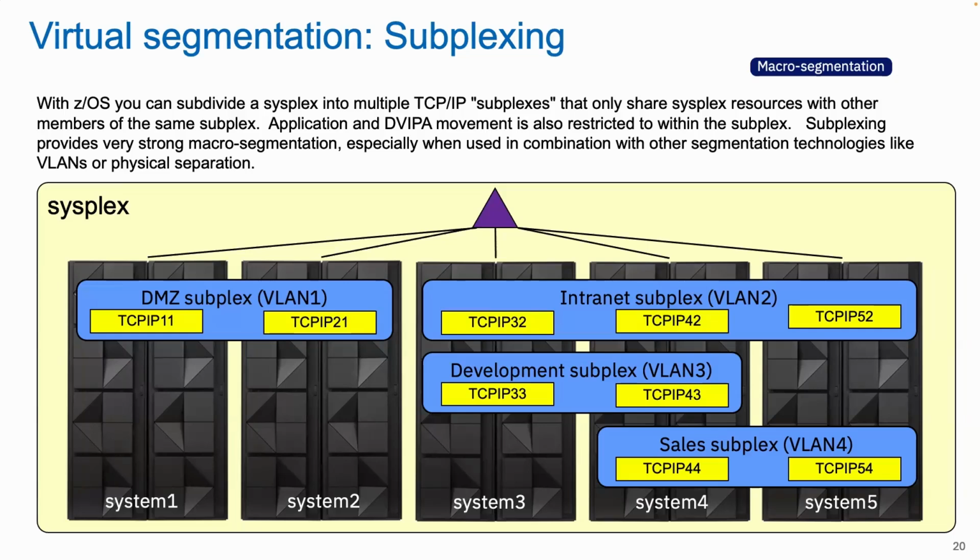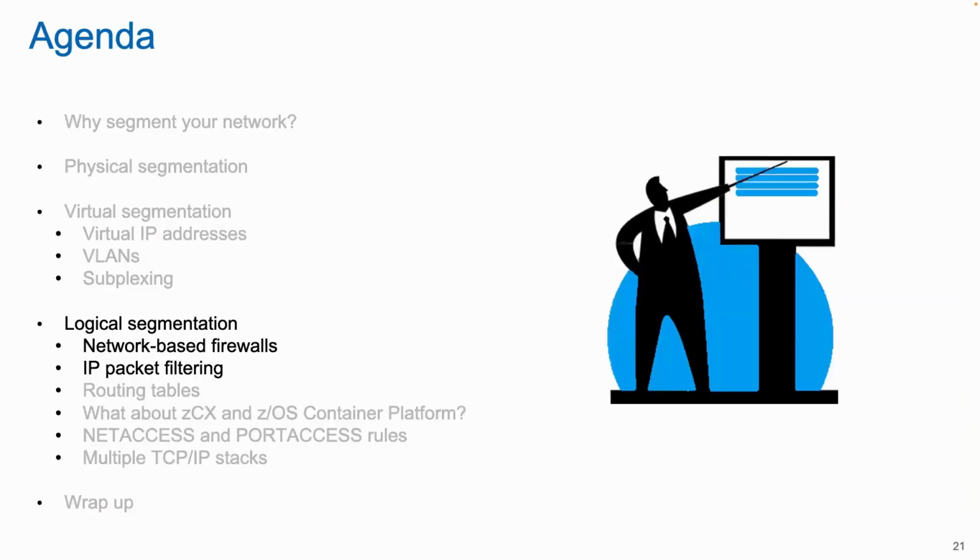And you have an internet one that can communicate across all. So it's again a way to do this segmentation from a TCP/IP stack level using subplexing. And with that, I'll pass it off to Navya.